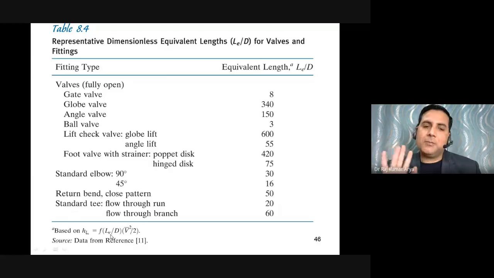No matter what pipe you are connecting, be it 2 meters of diameter, 100 meters of diameter, or 10 centimeters of diameter, it would always be equivalent to that only. Based on that, you can calculate Le by D is 8. So if you know the diameter of the pipe, you can calculate the length. Okay.